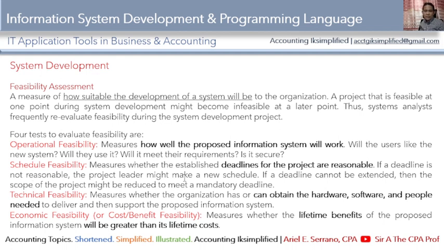Pangalawa, schedule feasibility. Kaya ba yan? Sa oras na meron lang tayo. Okay, kung binigyan tayo ng 6 na buwan, kaya ba? Baka masyadong kulang. Pangatlo, technical feasibilities. Do we have the necessary resources, hardware, software, at saka yung mga tao na gagawa nito? Okay, with the level of the system development or the system requirement na gustong ipagawa sa atin.